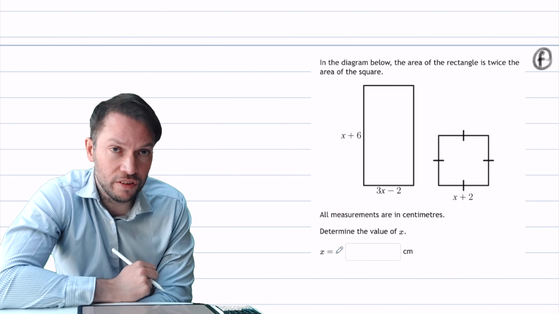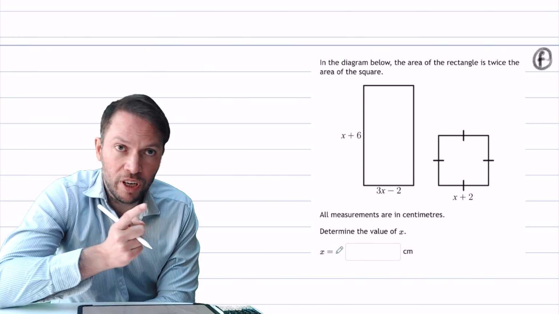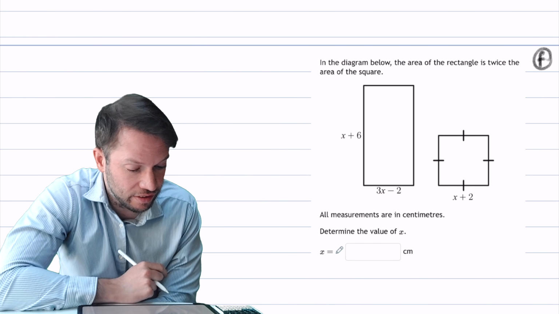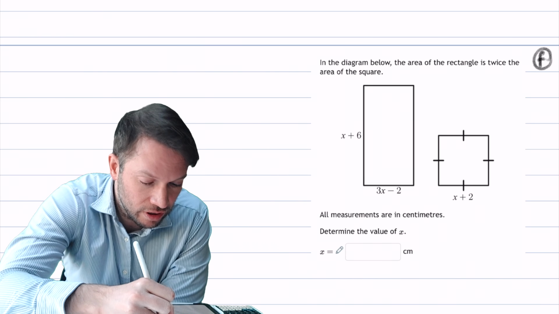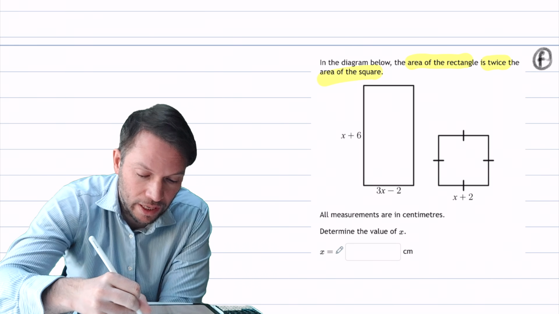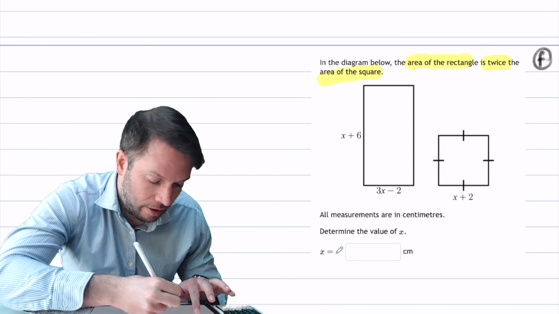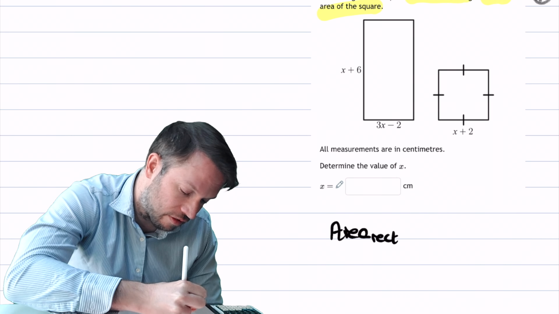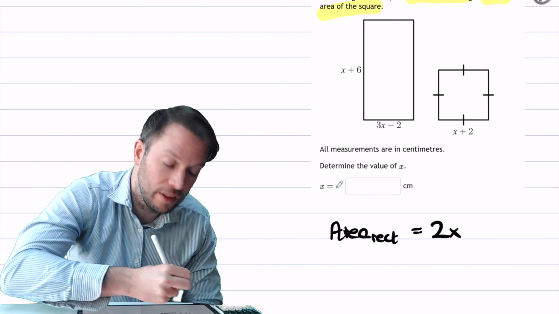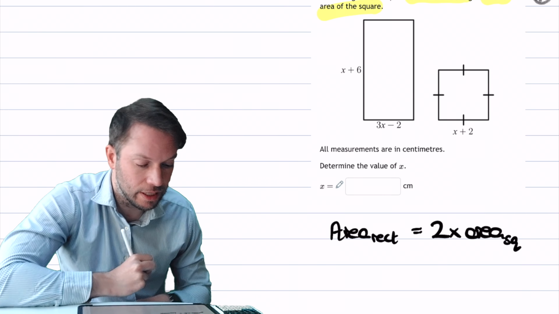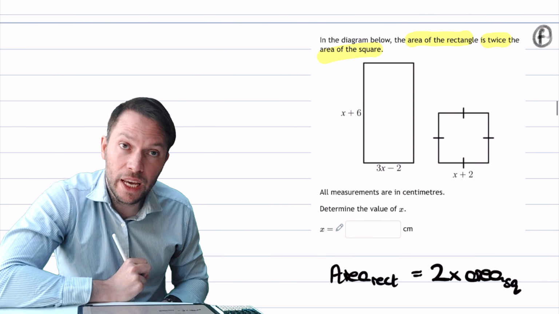In this video, we're going to solve a problem where we have some relationship between the areas of simple shapes with algebraic sides. We're told the area of the rectangle is twice the area of the square. So the area of the rectangle is twice, 2 times the area of the square. Like that.